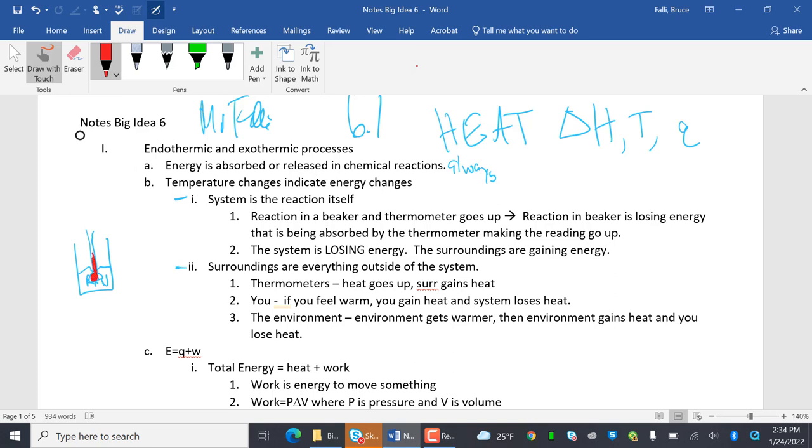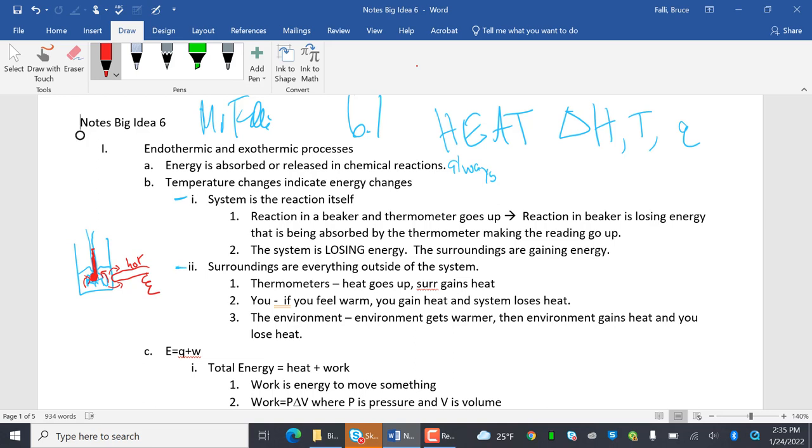So my thermometer's here, and if it goes up, it gets that because heat is being given from the system to the surroundings. So the reaction in the beaker is losing energy that is being absorbed by the thermometer and making the readings go up. Same thing's true if I stick my finger in here, right? This is my hand. And if it feels hot, that system is giving heat to me, right? So the system is exothermic.